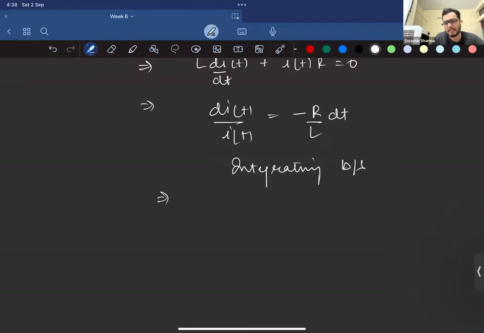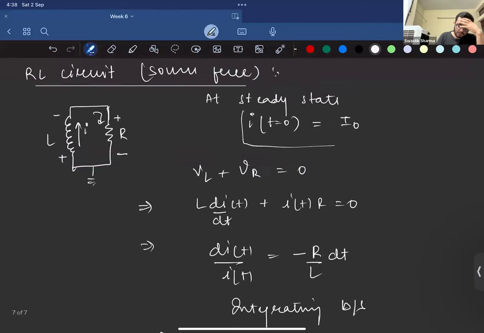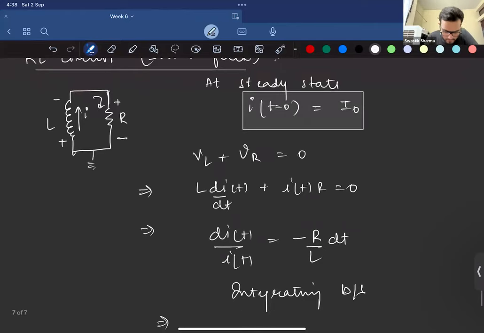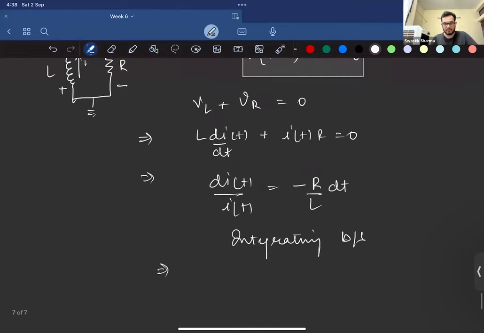Solve this integration and tell me the value of i(t), and use this, because it's an indefinite integral, you need to use this to come up with the value of that constant A. i is equal to minus R by... i is equal to minus... okay, so R t. Okay, let's do it.